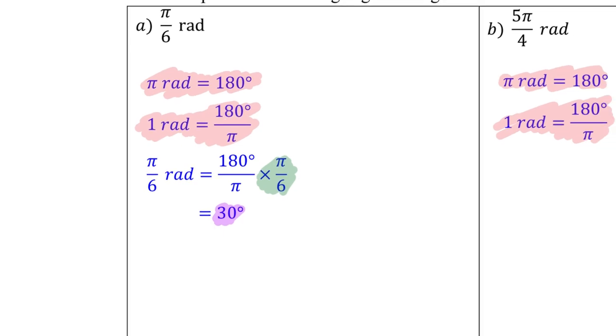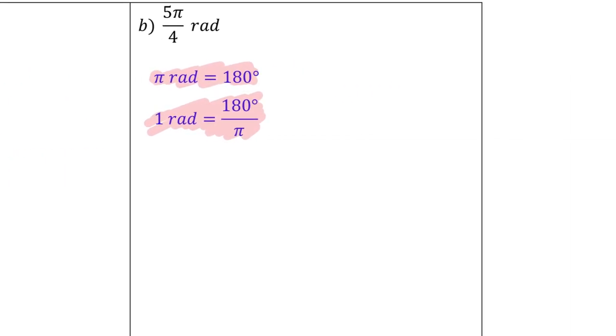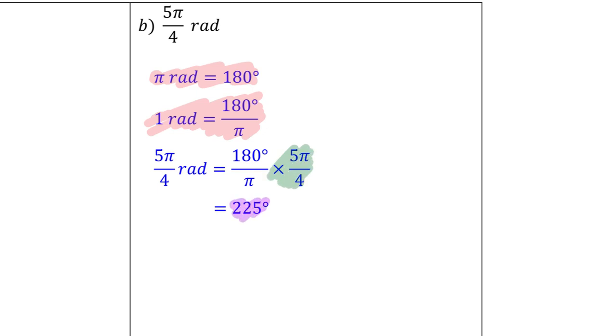What happens if it is 5 pi over 4? Yes, I multiply by 5 pi over 4 on both sides. This will give me 225 degrees.